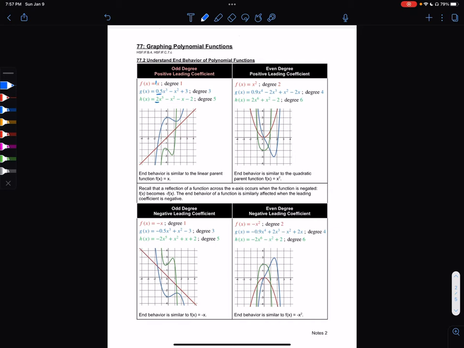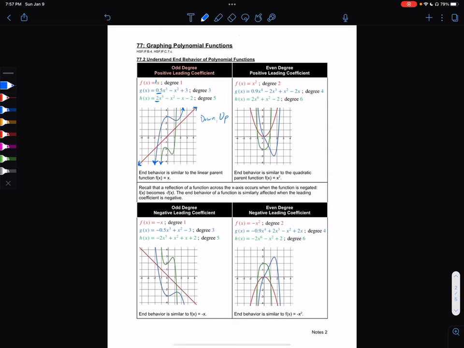And what we're looking at here is the end behavior. So if we look at, say, the red line, our linear function, going to the left, this is going down, and then on the right here, it is going up. So your end behavior is down, up. All right, and the same thing for g of x. The left side here is going down, and the right side is going up. And our h of x, the left is going down, and the right is going up. So the end behavior is down, up.